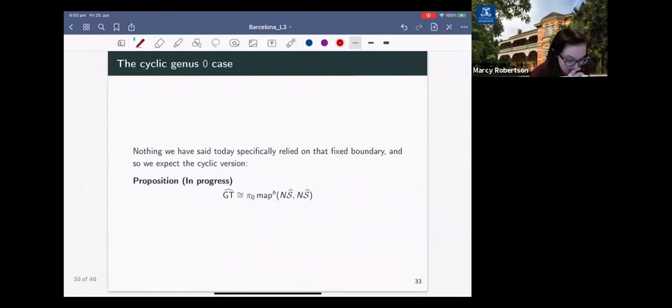All right, so I didn't say anything today that specifically relied on that fixed boundary. And in fact, there's a cyclic version in progress. Something that's just taken a while, and a fundamental thing I'll point out is, we really rely on the fact that we can look at parenthesized ribbon braids. And then this is a nice groupoid. This parenthesized ribbon braids is just a much nicer groupoid than the surfaces, and it's easier to work with.